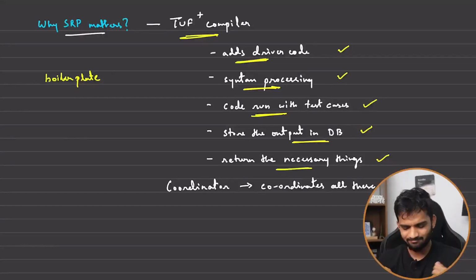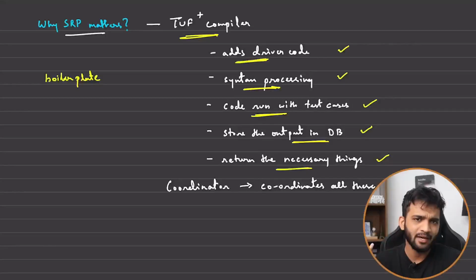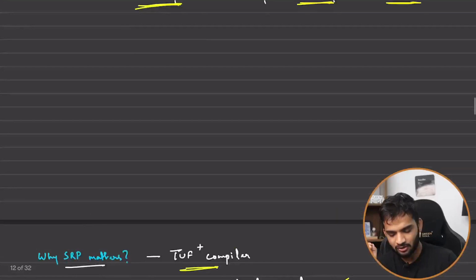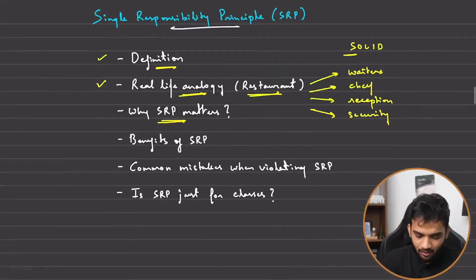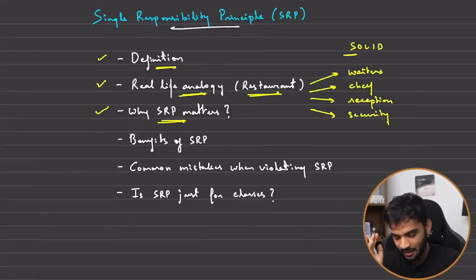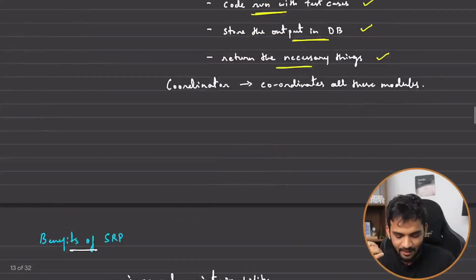Is it a mandatory thing to do? Again, it's your call. It's something that's going to make your code more robust, more scalable, more maintainable, and at the same time more reliable. So I'll leave that to you. So I hope you understand why single responsibility principle matters. And the next one, what are the benefits of single responsibility principle if I decide that I'm going to do it?